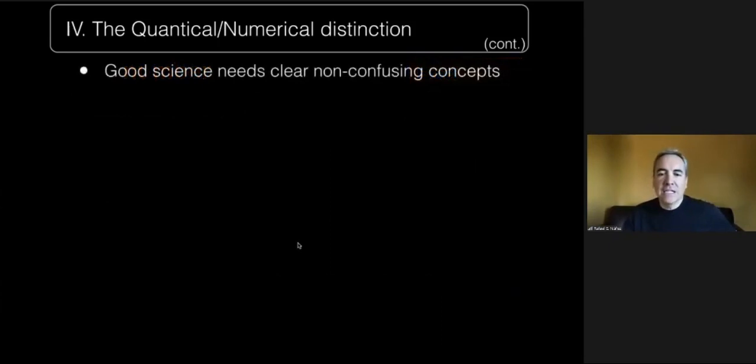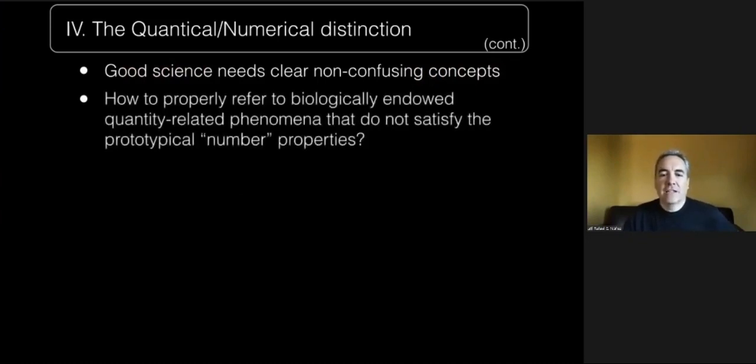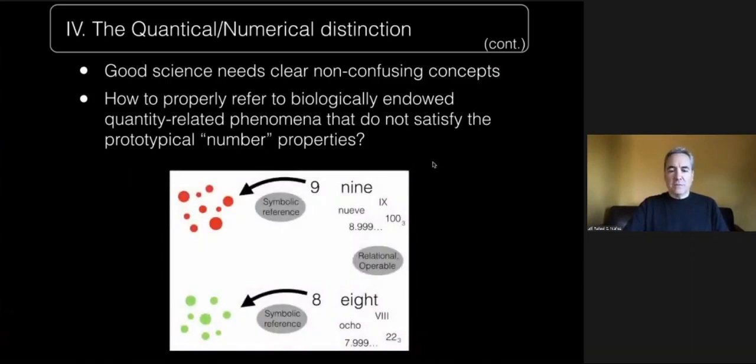So good science really needs clear and non-confusing concepts. And I include myself here. I've used confusing concepts in the past. And now I realize that we come up against a wall in a certain way. So how to properly refer to biologically endowed quantity-related phenomena that do not satisfy the prototypical number properties I just described.